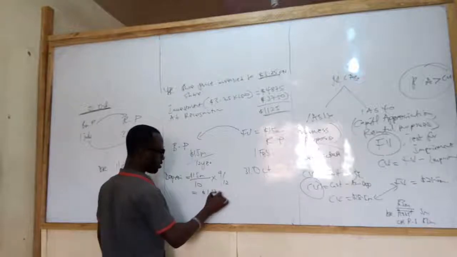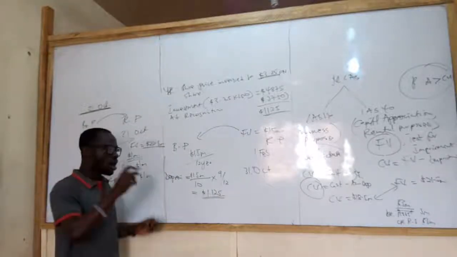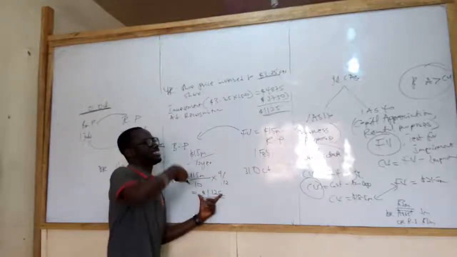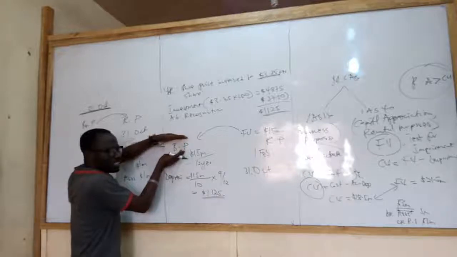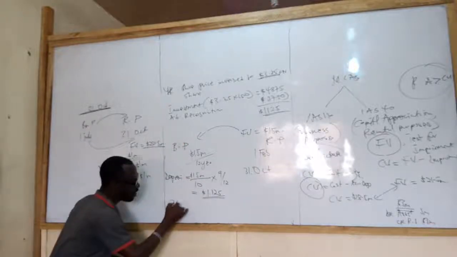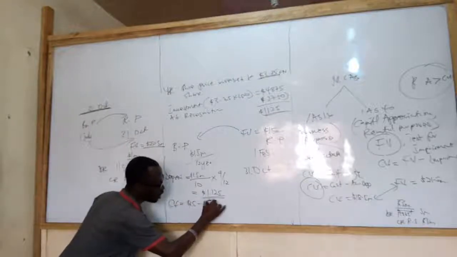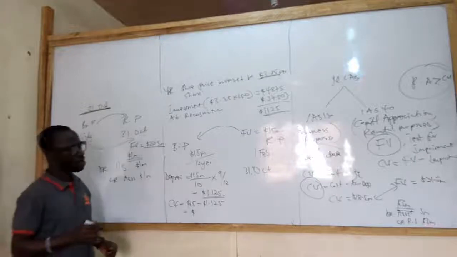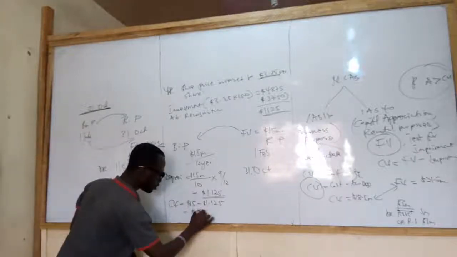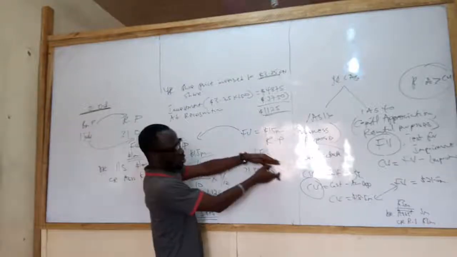$1.125 is the depreciation for the year ended. But the company, as at the year ended, wants to carry this property at... so what is the carrying value at the year ended? 15 million minus 1.125. What do we have? 13.875. So look at it. This is the carrying value as at 31st October.